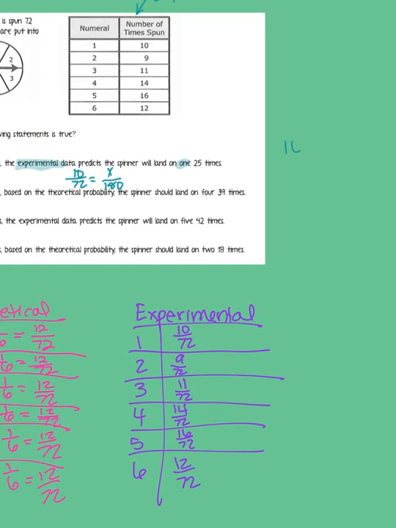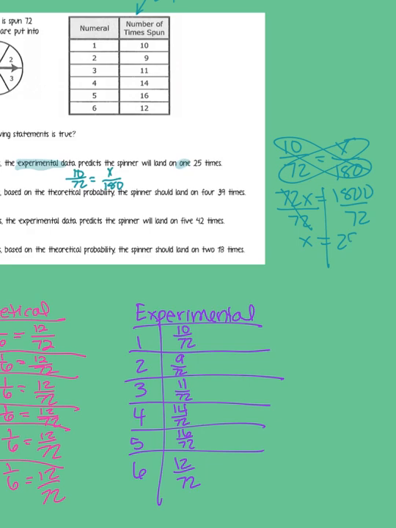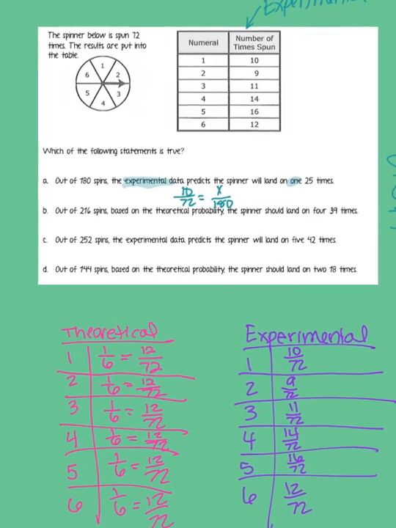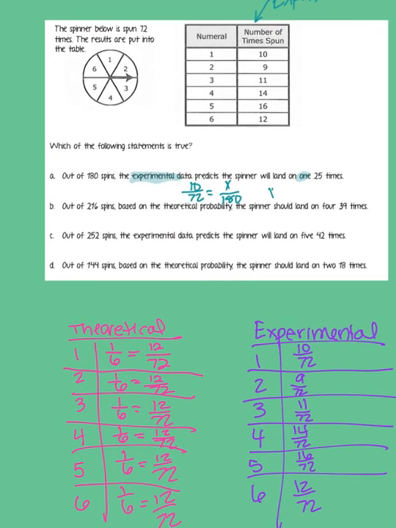So if I did 10 over 72 equals x over 180, I could go ahead and do cross products. That's 72x equals 1800. Divide by 72, divide by 72. That leaves me with x equals 25. Yes, I did that on the calculator. Okay, so that one is true. Now, we're not going to completely stop because we're just going to test them all out.